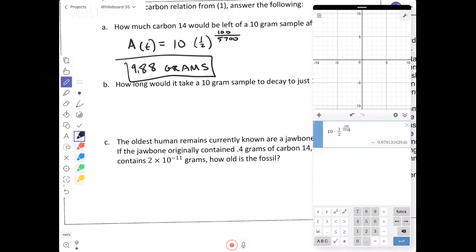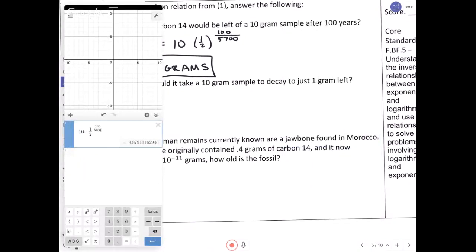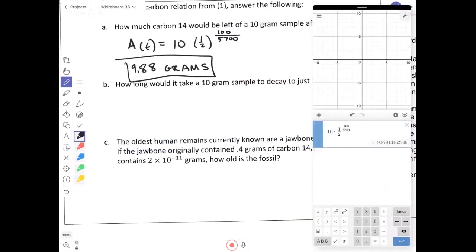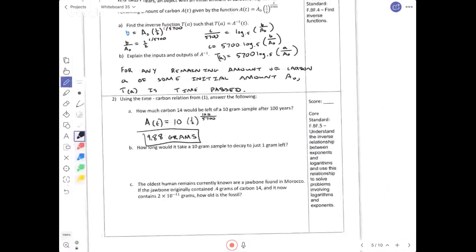Cool. Then it says, how long would it take a sample to decay so that there's just 1 gram left? Well, cool. This is just my inverse function. I have an inverse function that tells me how much time it would take for a given ratio of carbon to be left. So I'm going to use my inverse function, T of A equals 5,700 log base 0.5 of 1 gram to be left out of 10.